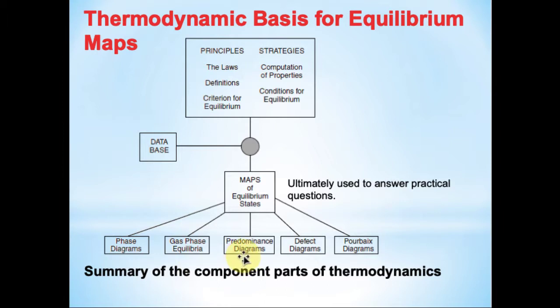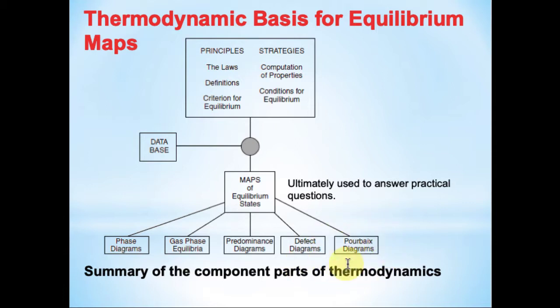Predominance diagrams provide a reasonable approximation to the phase diagram in such complex systems and require significantly less data. These maps may be used in conjunction with a gas composition map to determine the range of elemental composition of the atmosphere necessary to produce each compound. An equilibrium crystal defect diagram is a database providing thermodynamic property changes associated with the formation of defects in compound crystals.